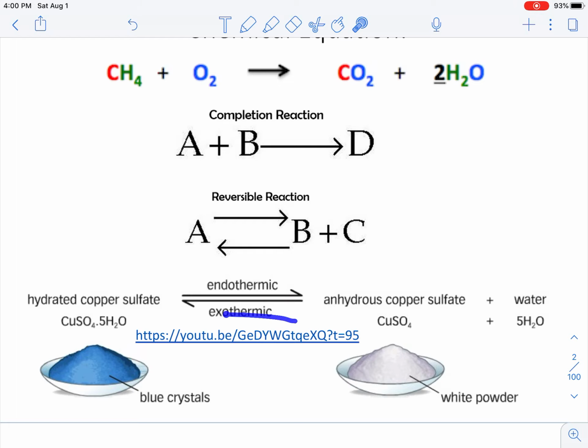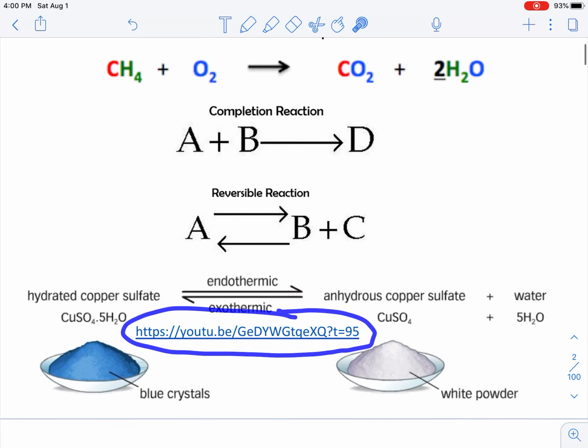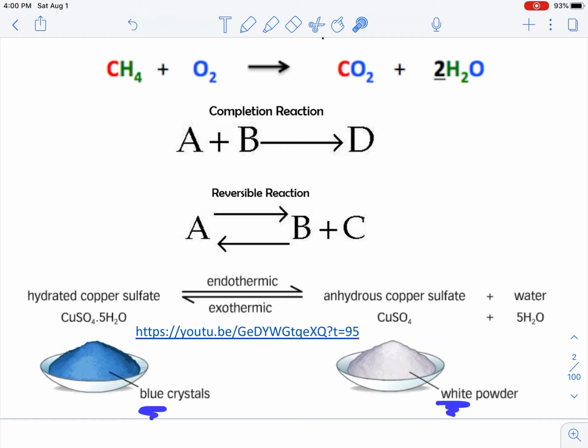And so if you guys are not familiar with this experiment, feel free to check out this YouTube link. Go ahead and start it at about a minute and a half. You guys are just watching the last half of that video, just so that you guys can see the conversion of this hydrate from blue to white and white to blue.